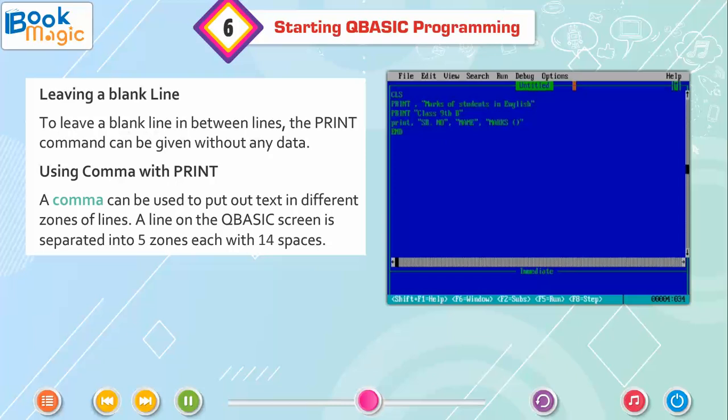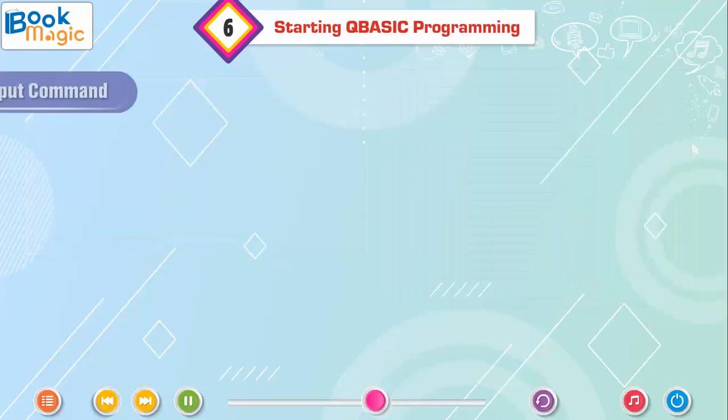Using comma with print. A comma can be used to put out text in different zones of lines. A line on the QBasic screen is separated into 5 zones each with 14 spaces.